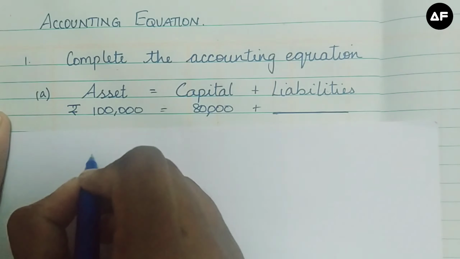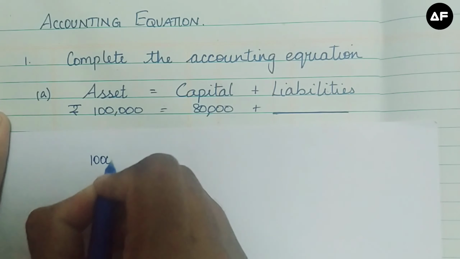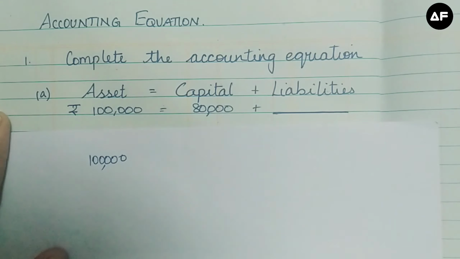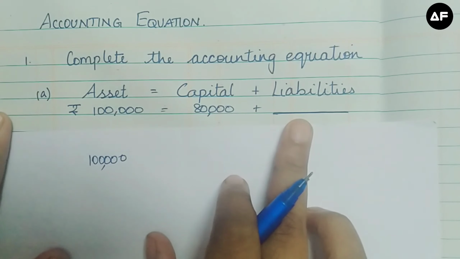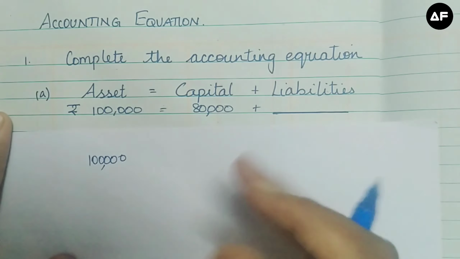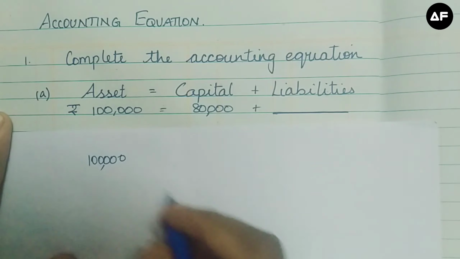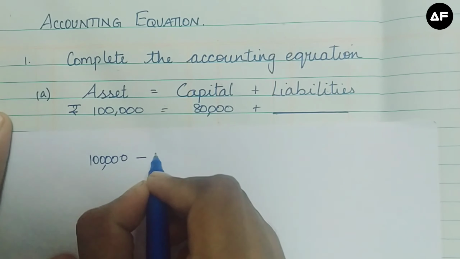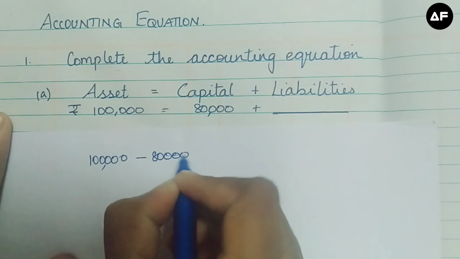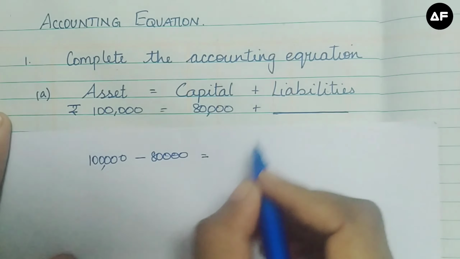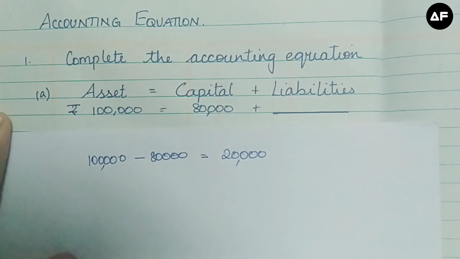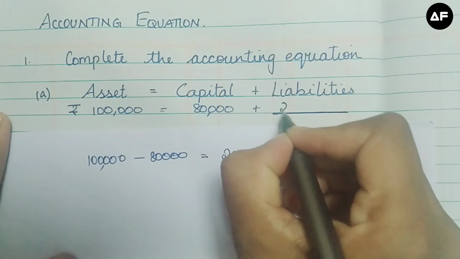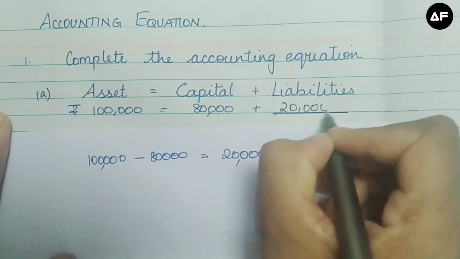It's a very simple working out. So 1 lakh you already have on this side. Logically, what can be added with 80,000 to make it 1 lakh? Obviously, the answer is going to be 20,000. In a theoretical step, if you see 1 lakh, bring the 80,000 to the other side. It's going to be 1 lakh minus 80,000, which is going to give you the answer for liability, that is 20,000. So you can fill up 20,000 here as the answer for liability.